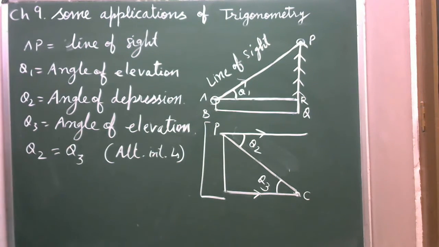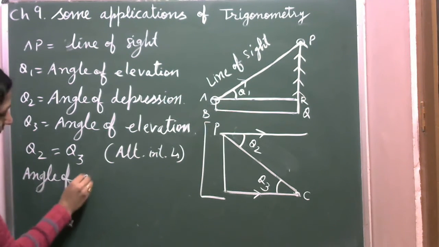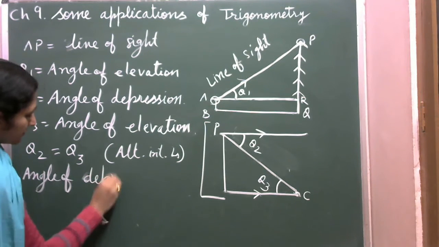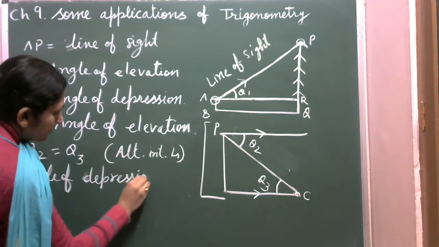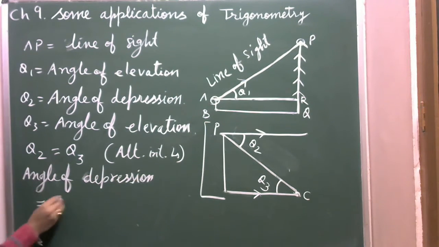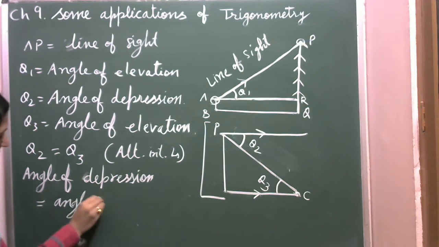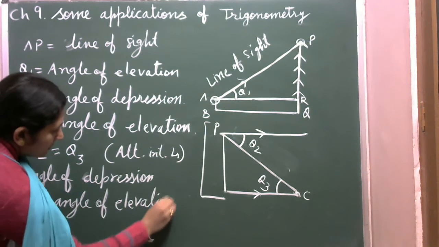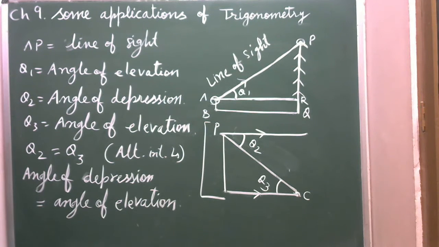So we can see here in the same figure, θ2, the angle of depression, is equal to the angle of elevation. So by using these basics, we have to calculate the problems, solve the questions.